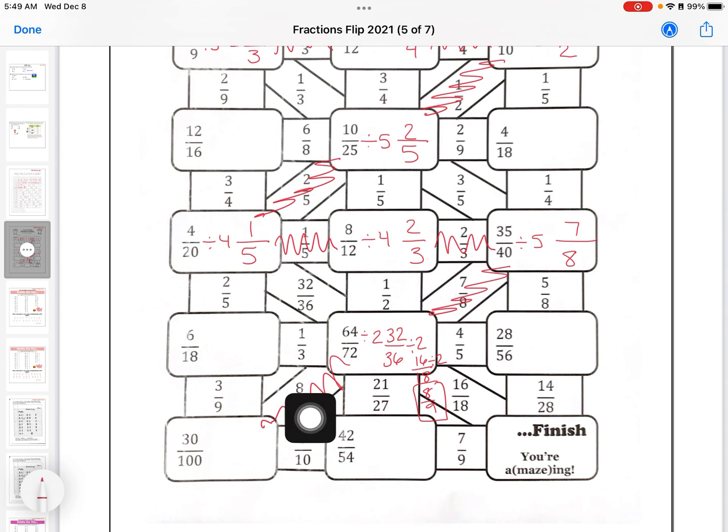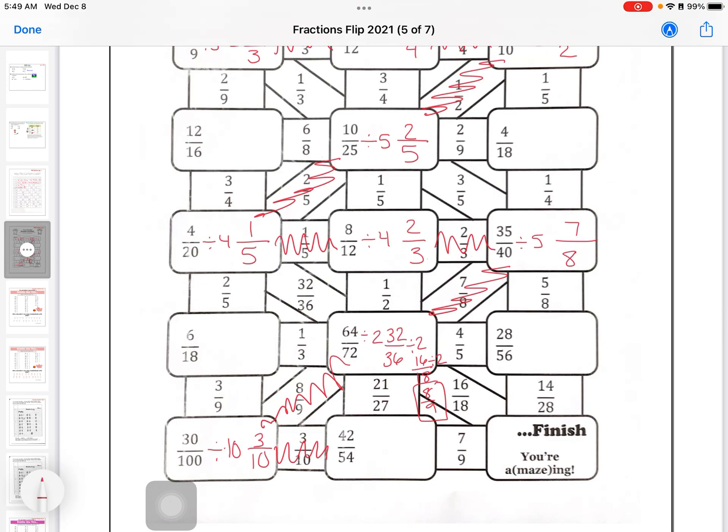How about 30 and 100? Does 30 go into 100 evenly? 30, 60, 90? No. But they end in 0. So using your divisibility rule, what number do they go into? What number goes into them? 10. So 30 divided by 10 is 3, 100 divided by 10 is 10, so 3/10.